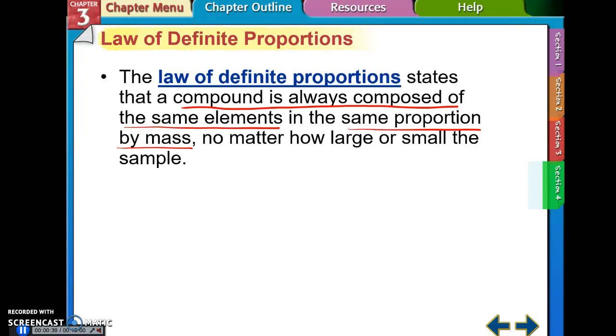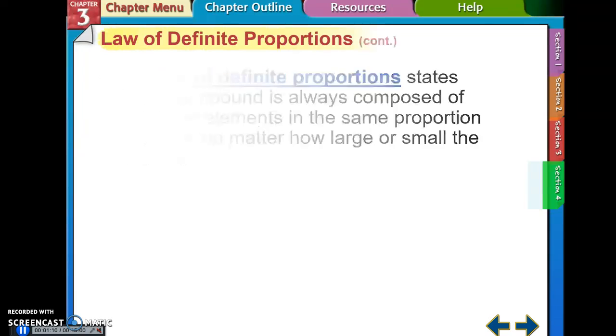So that means if I have 5 grams of water, 100 grams of water, and 100,000 grams of water, no matter how much water I have, the amount of hydrogen to oxygen is going to be in a definite proportion to each other. That doesn't mean that they're going to be the same amount, but they're going to be in a definite proportion by mass. So when we're talking about the law of definite proportions, that means no matter what compound I have, because it's a pure substance, it is going to be that same proportion.